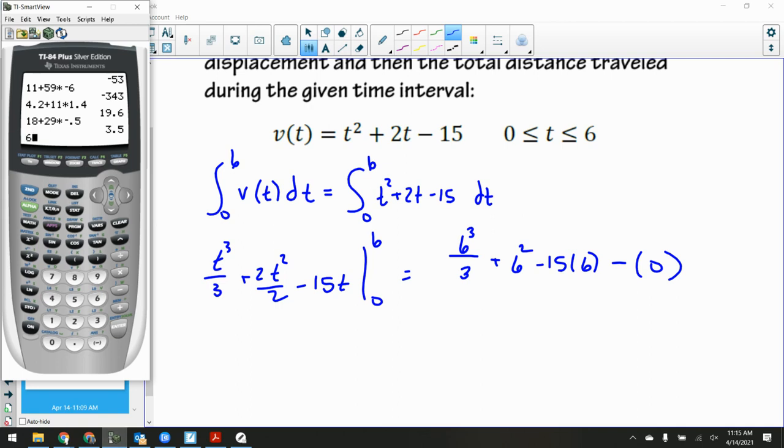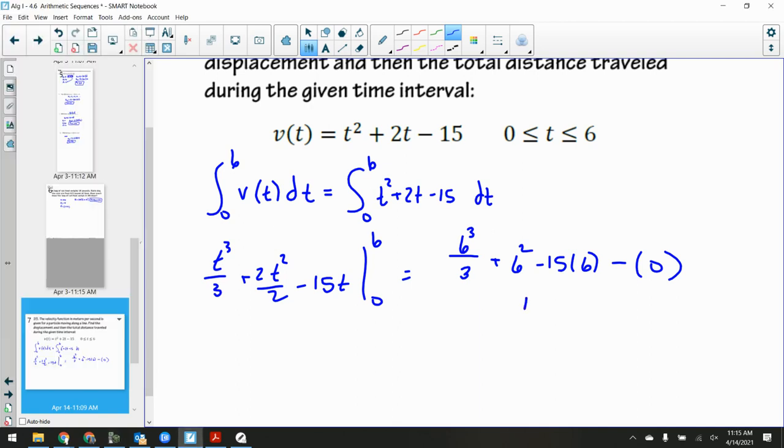All right, so we got 6 to the third divided by 3, which is 72, plus 6 squared or 36, minus 15 times 6. That gets me 18. So 18 minus 0 is 18 meters. Let me double check my answer here. Yep, 18 meters.